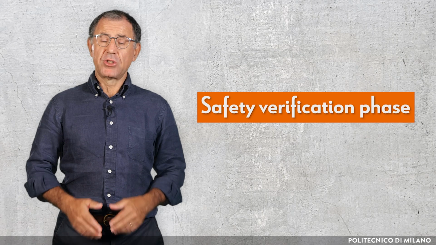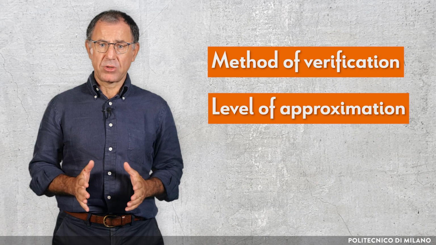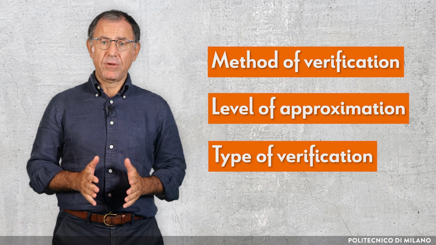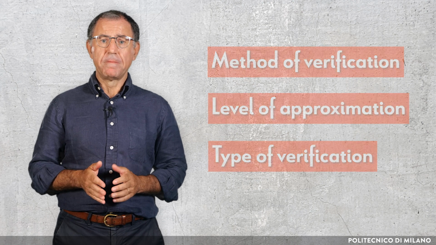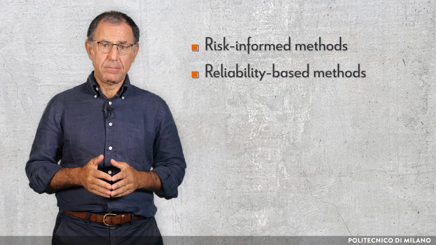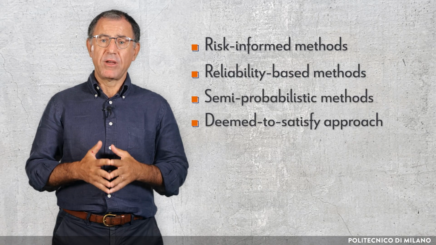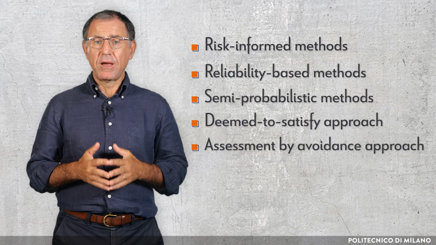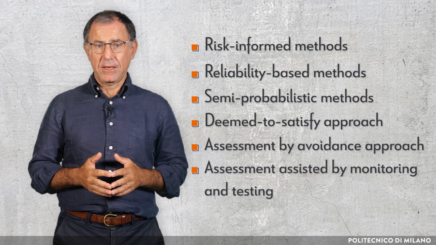The safety verification phase involves the choice of the method of verification, the level of approximation, the type of verification, either strength, durability, robustness, sustainability. Specific aspects to be considered in this phase are risk-informed methods, reliability-based methods, semi-probabilistic methods, deemed to satisfy approach, assessment by avoidance approach, and assessment assisted by monitoring and testing.